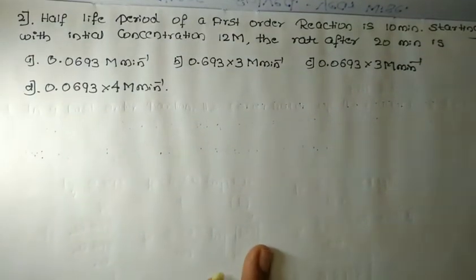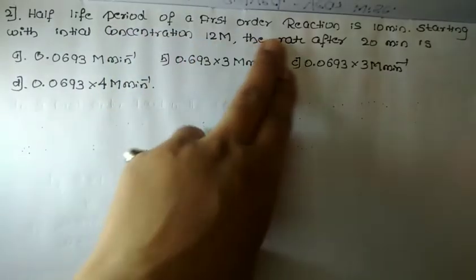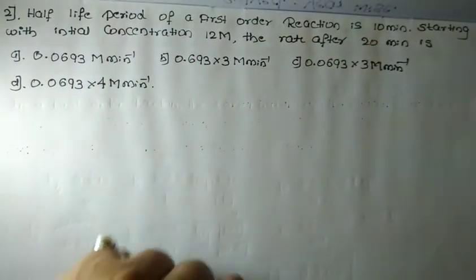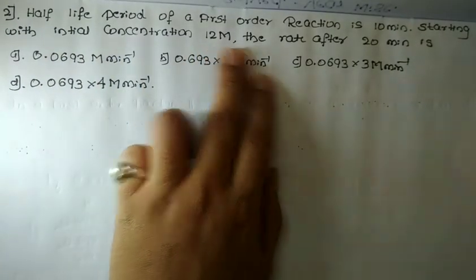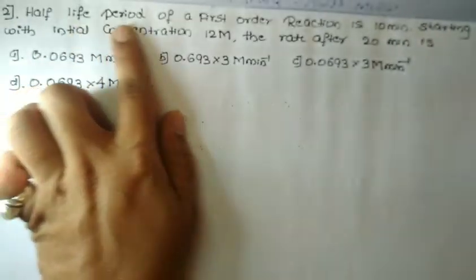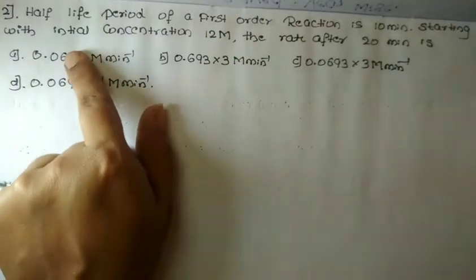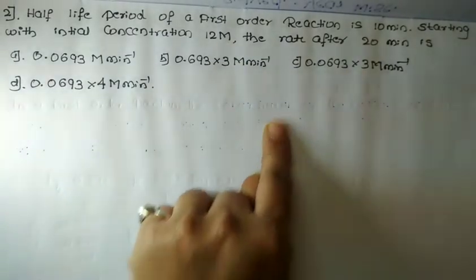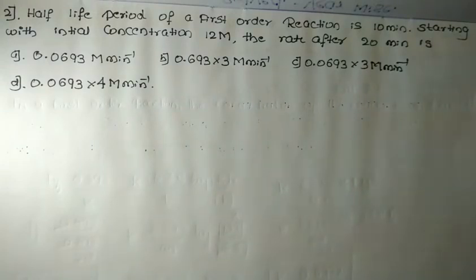The question is like this. The half-life period of a first order reaction is 10 minutes. Starting with the initial concentration 12 molar, the rate after 20 minutes is how much, they are telling. See, there is a very easy method to solve this.